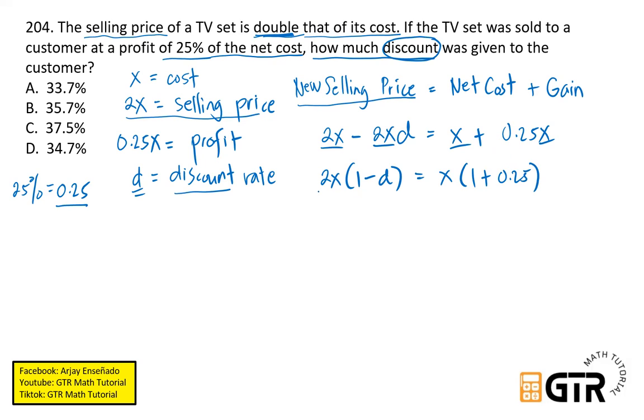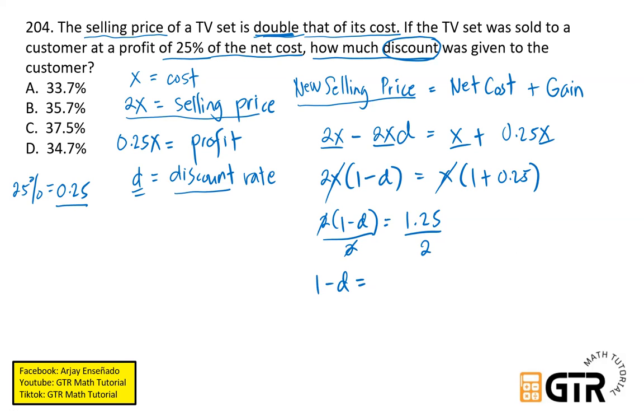And then we can divide both sides by X kasi parehas silang may X. So, or shortcut, i-cancel na lang natin yung X. So therefore, we have 2 times 1 minus D equals 1 plus 0.25, that is equal to 1.25. Then next, we can divide both sides. D ang hinahanap natin. So divide both sides natin by 2. We have 1 minus D is equal to 1.25 divided by 2.